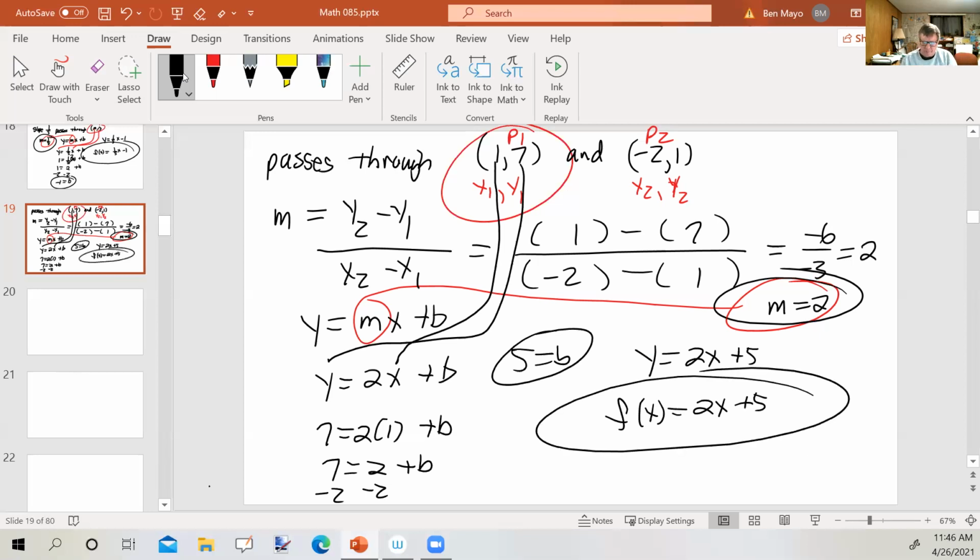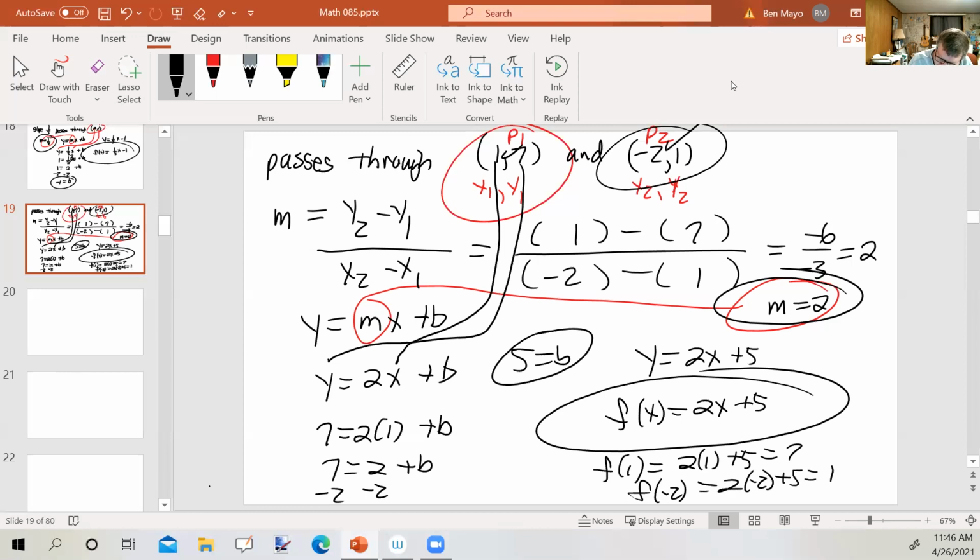Let's check our work. Let's take the ordered pair (1, 7). f of 1 is 2 times 1 plus 5, which is 7. So that checks. Let's take the second one. f of negative 2 is 2 times negative 2 plus 5, which is 1. And that checks. So both our ordered pairs check. So final answer, f of x equals 2x plus 5.